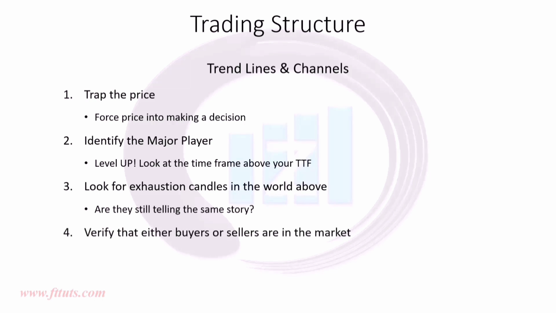And that's number 4. We need to verify that either buyers or sellers are in the market before we take a position. We want to look for a candle to close below or above the previous candle. If we're looking to sell, it needs to close below the previous bullish candle. If we're looking to buy, we want a bullish candle to close above the previous bearish candle. That's going to give us an indication that buyers or sellers are coming back into the market and that we can look to get into the market as well.